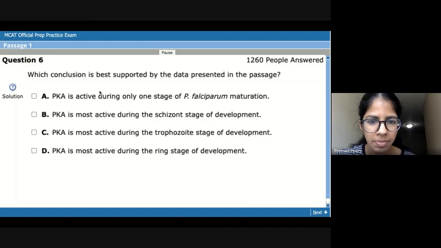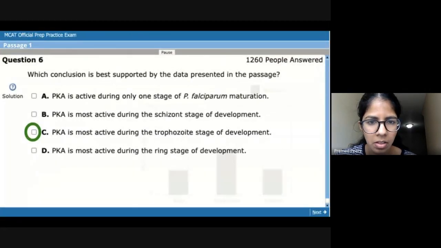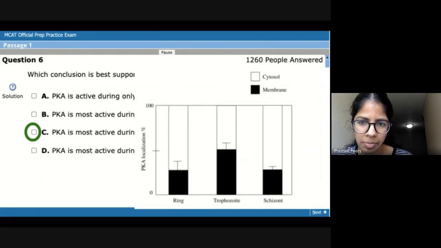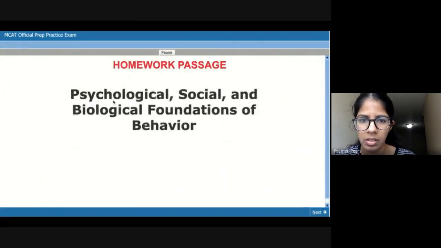Okay, C. Okay, so the activity, like PKA being most active, is based on a passage phrase that said there's translocation from the cytosol to the membrane. So wherever there's the highest localization of PKA to the membrane, that's going to be where it's most active. So it's just looking at this one graph. Any questions on that? Any questions on that passage in general before we move on?